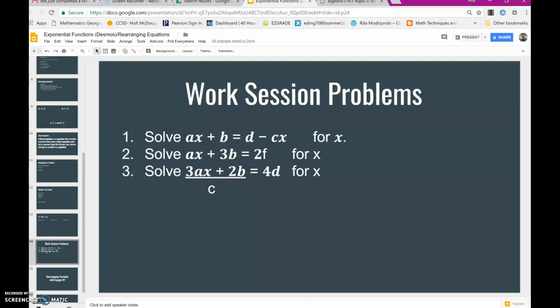Review the video as needed, and just remember, when you do problems like this, you are not going to screw anything up by moving variables around and not combining them. That's really the idea of rearranging equations.